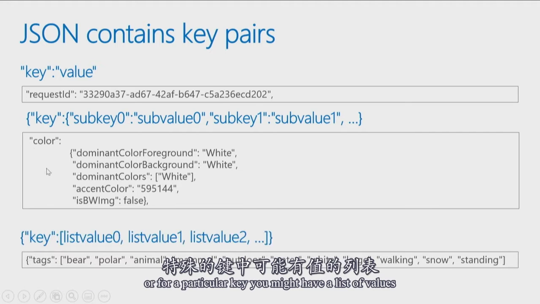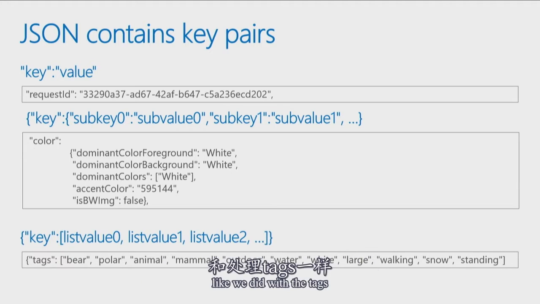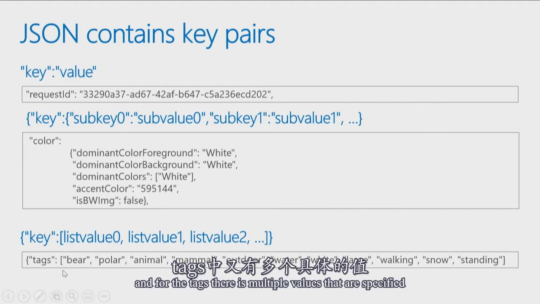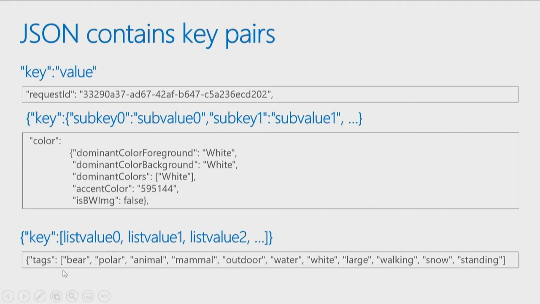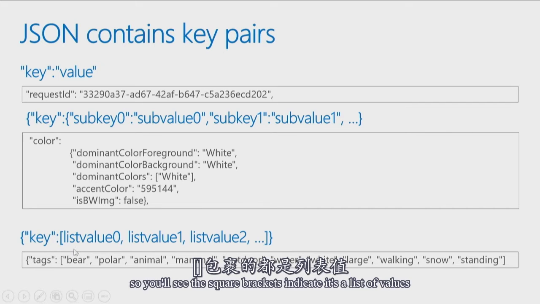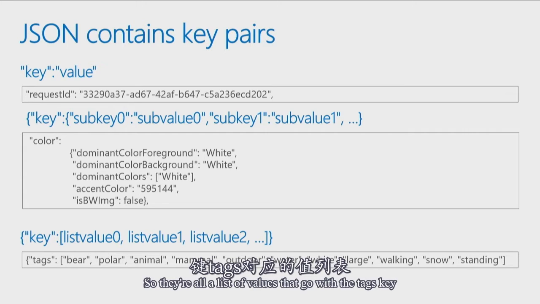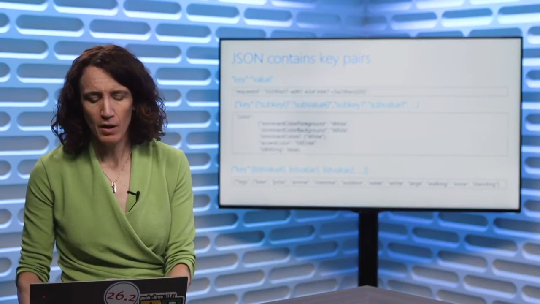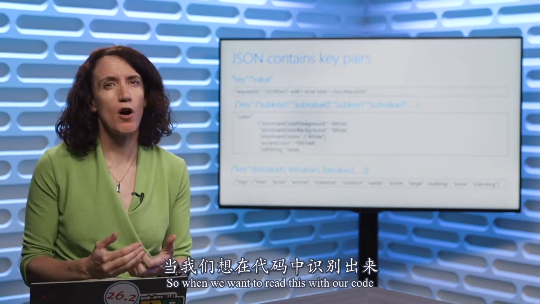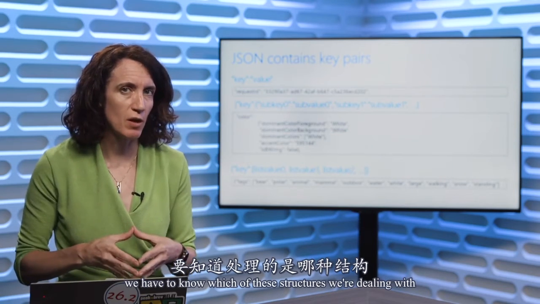Or, for a particular key, you might have a list of values, like we did with the tags. So tags is the key, and for the tags there are multiple values specified. It saw it was a bear, it knew it was an animal, it knew the picture was outdoors, it saw water, it knew it was white. All of those are tags. So you'll see the square brackets indicate it's a list of values. Those are all different tags. So it's a list of values that go with the tags key. When we want to read this with our code, we have to know which of these structures we're dealing with.